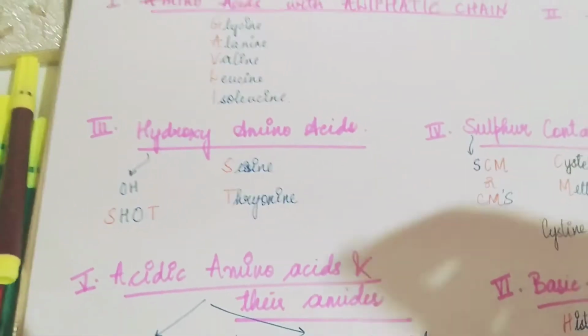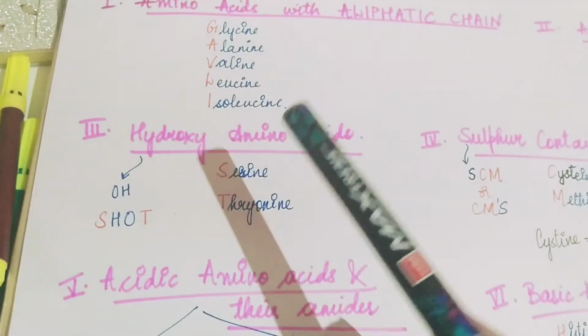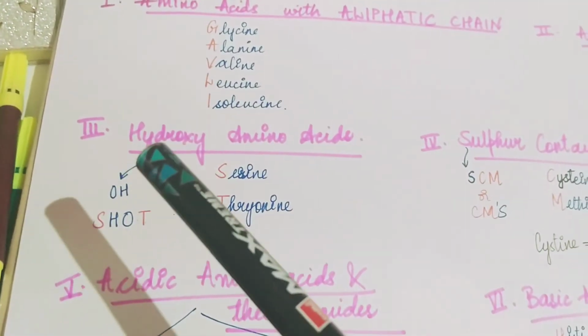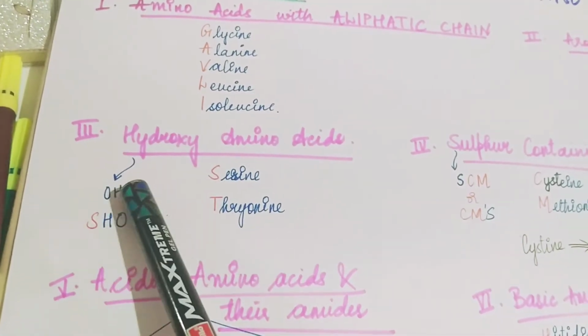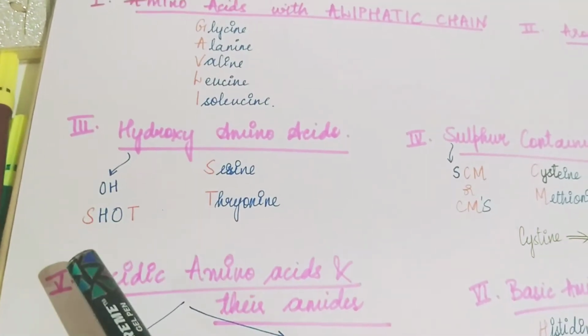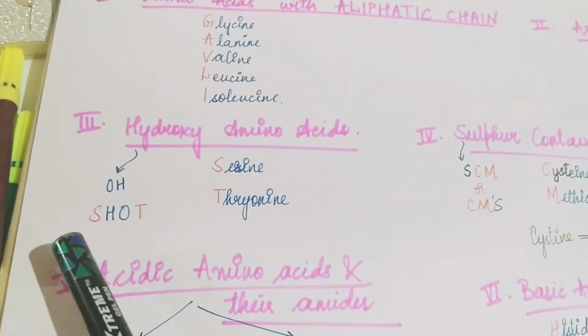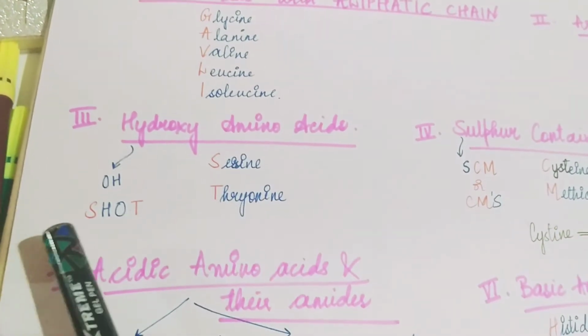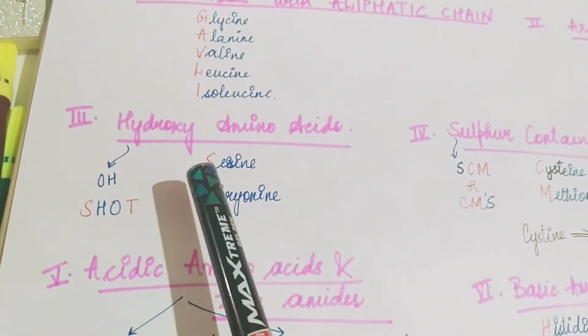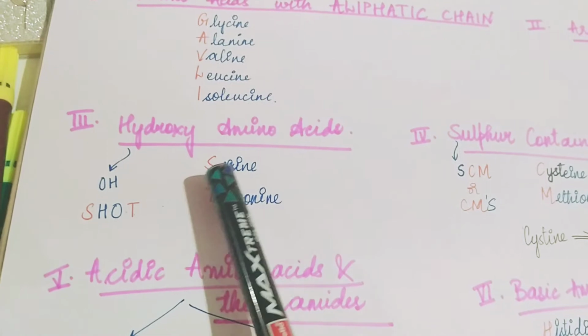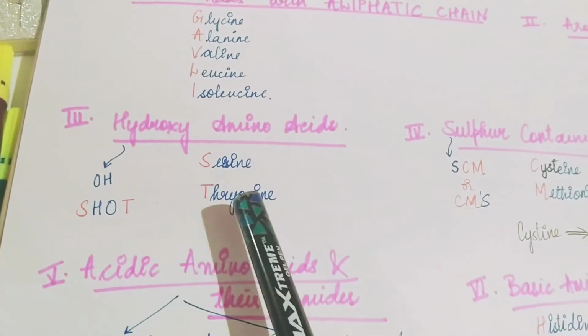Next, coming to the third group, which is hydroxy amino acid. Hydroxy is OH, right? Instead of writing it as OH, write it as HO. And there you go, it's short, right? So we have 2 amino acids which start with S and T. It's serine and threonine.